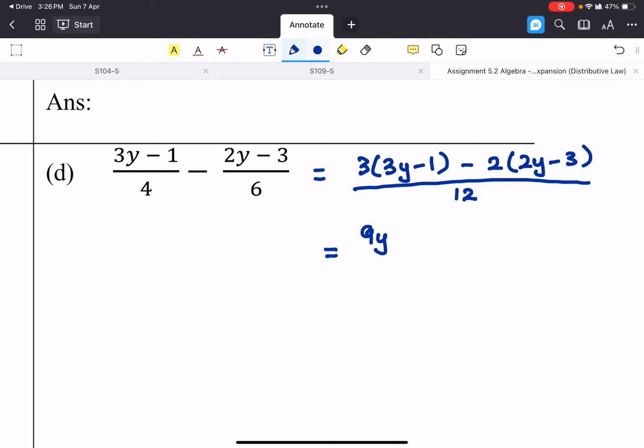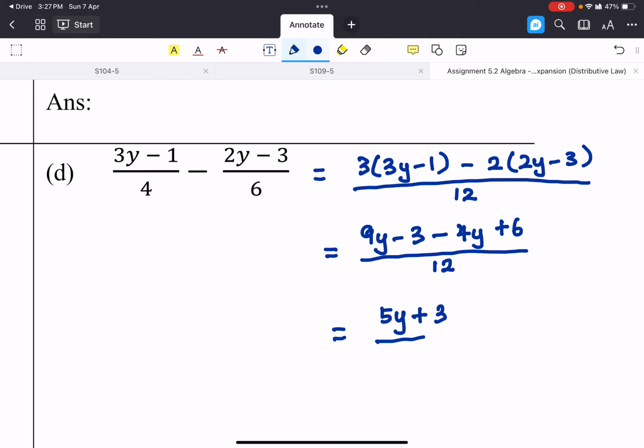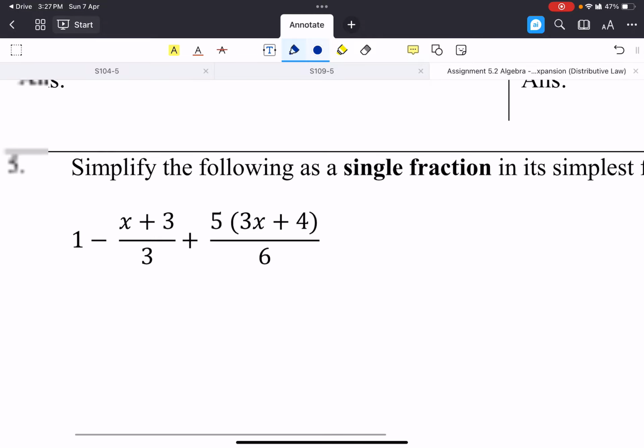That will give us 9y minus 3 minus 4y. Minus 2 times minus 3, or negative 2, negative 3, be careful, right? It should be a positive 6. It's a common error that some students will make, so be careful. Okay, you simplify this, you get 5y plus 3 over 12. Okay, right, next example, we have question 5.